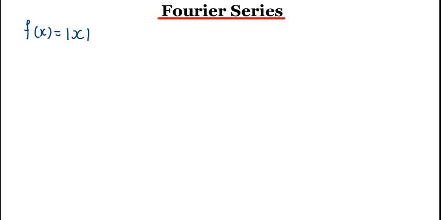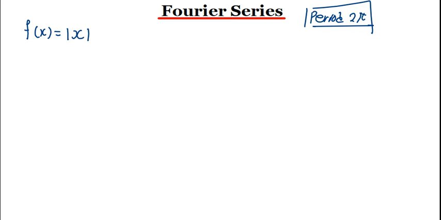So with me here is a function f of x equals the absolute value of x, and I have to determine the Fourier series of this function, and I'm told that it has a period 2 pi. Okay, so that's one of the important things that I'm told about this function.